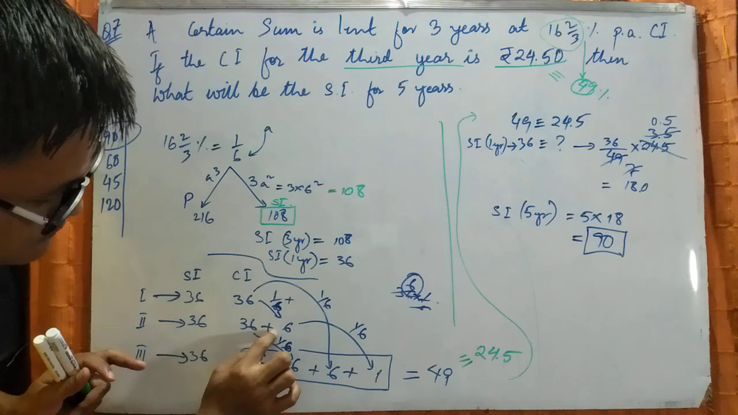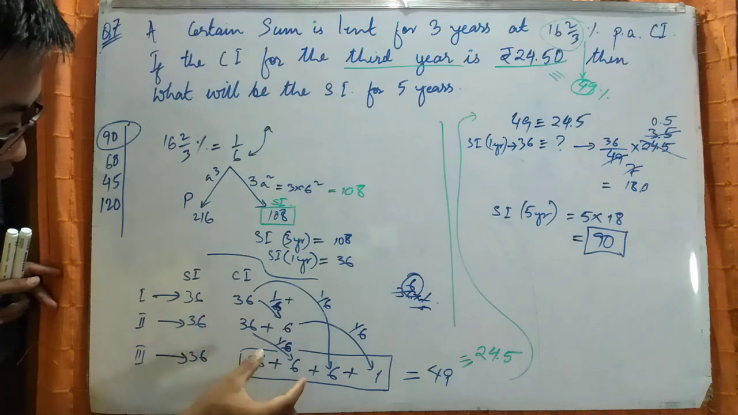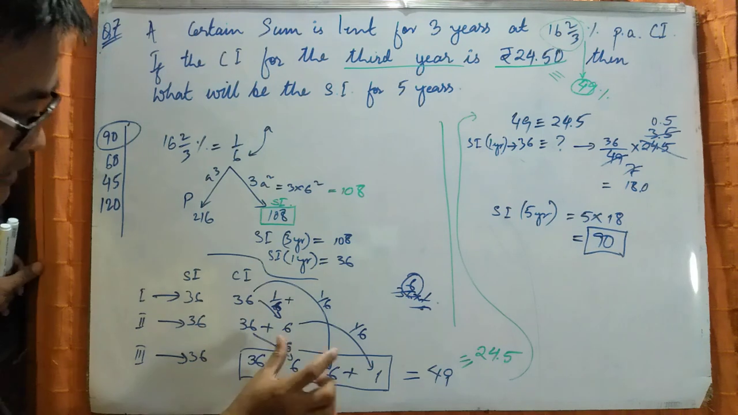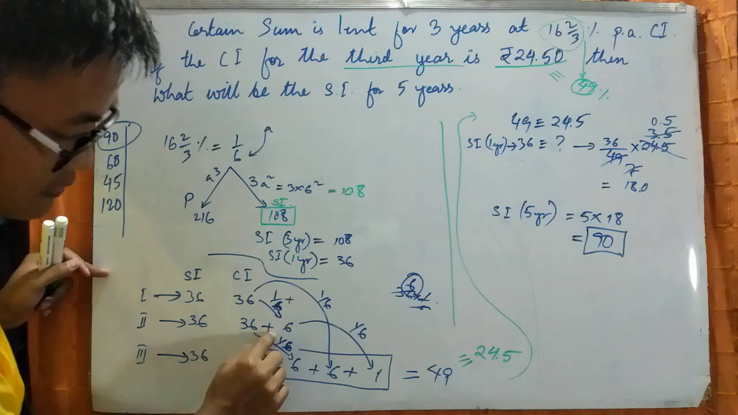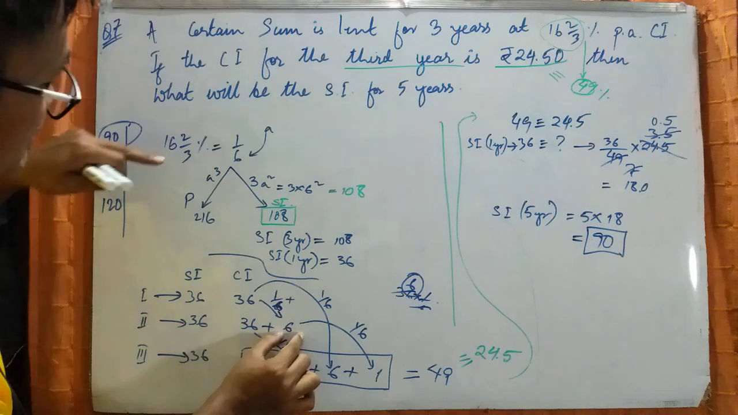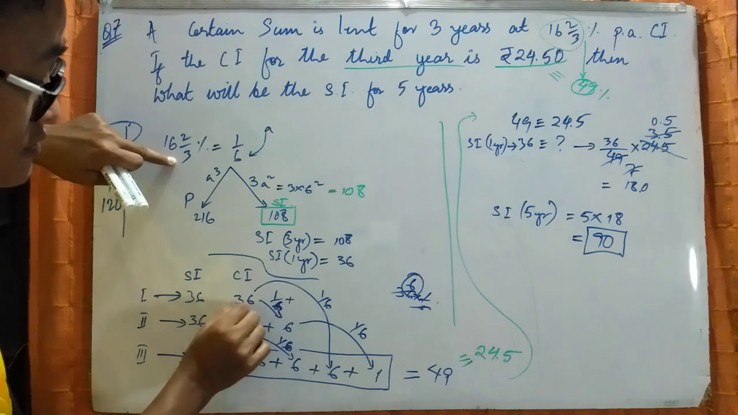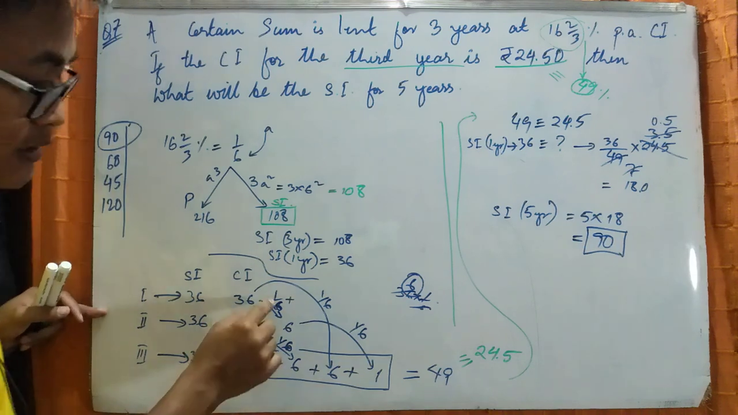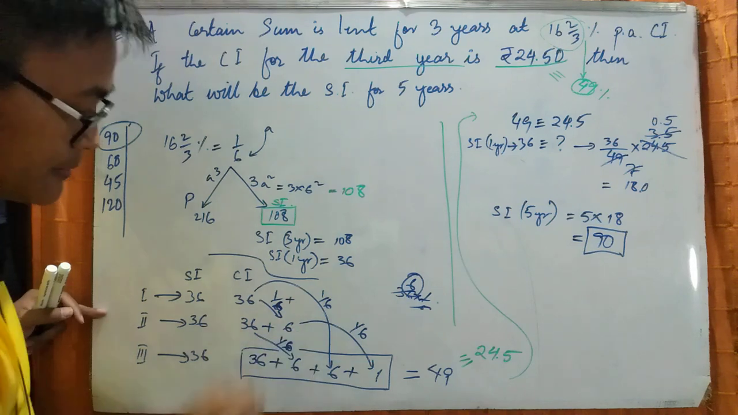I'm writing this one again so that you can understand the minor differences between simple interest and compound interest. The difference is that in the second year it is not only 36 anymore, there is a plus increment, which is 16 2 by 3% of this value. First interest 16 2 by 3% is 1 by 6, and again here is the calculation: 1 by 6 of 36 is 6, which is the increment.